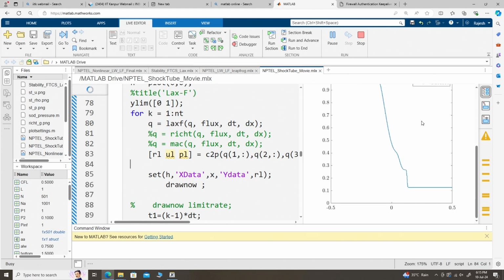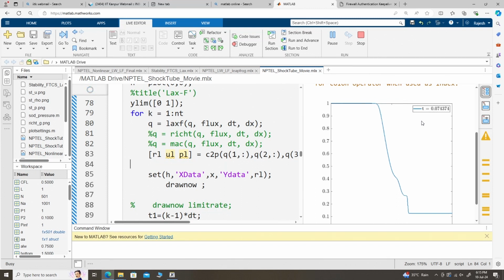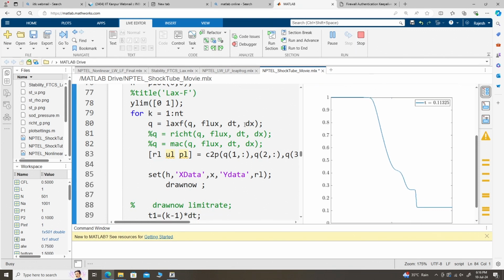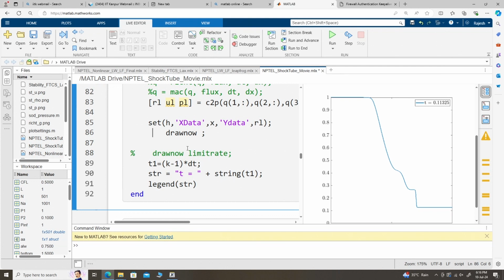So slowly you can see that structure getting developed here. You can also see that now the contact surface also got developed, because of the density contour. So you can see that contact surface also, and this is the expansion region. Let's stop it here. You can probably see your pressure also.